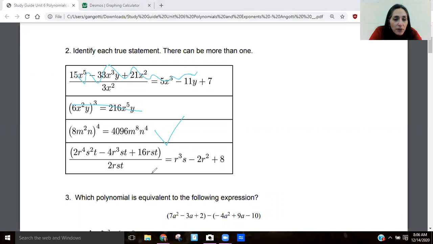And then the last one, which is a big old division problem. Just remember, you're dividing each one of these. Three times you're going to do the division.